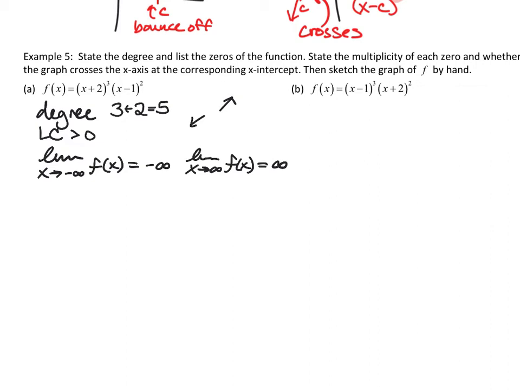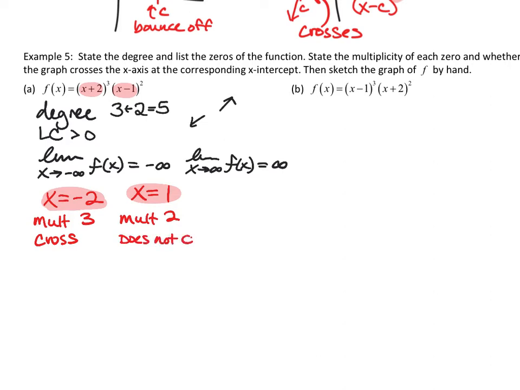Well, zero product property tells me that I'm going to have a 0 at x equals negative 2. I'm going to have a 0 at 1. Because if these are the factors, the zero product property lets me know that these are the zeros or solutions. Okay, we need to talk about the multiplicity here though. The first one, x plus 2, has a multiplicity of 3, and since that's odd, it's going to cross through at negative 2. 1 has a multiplicity of 2, which means it does not cross. It's going to bounce off the x-axis right at 1.